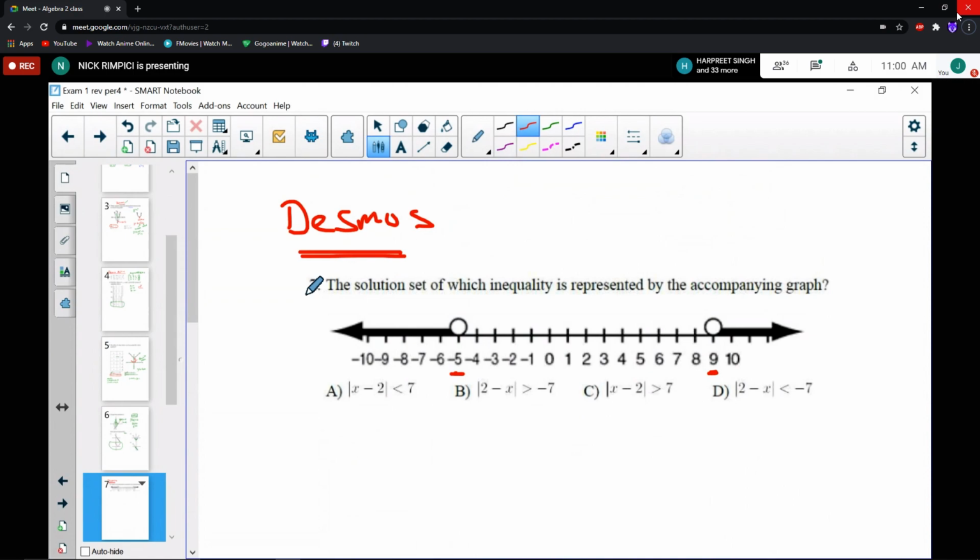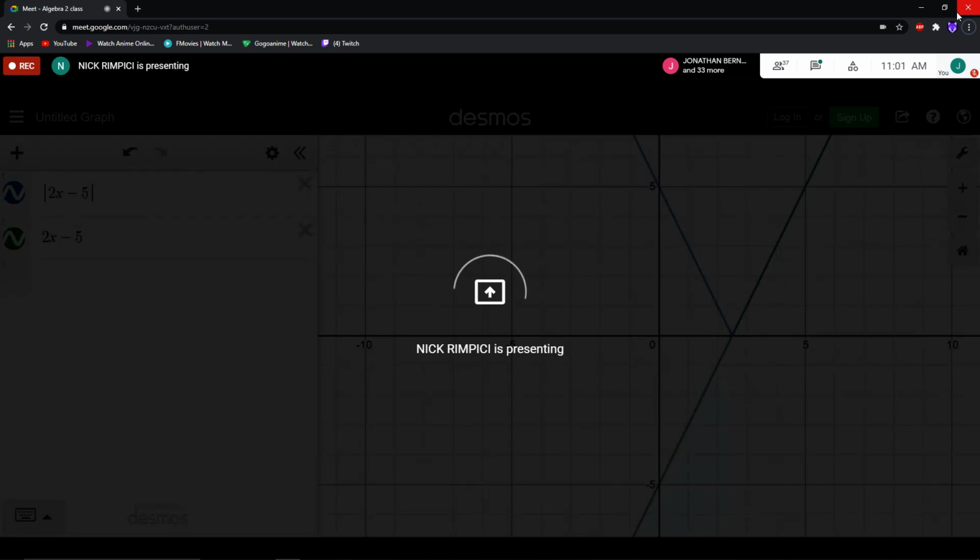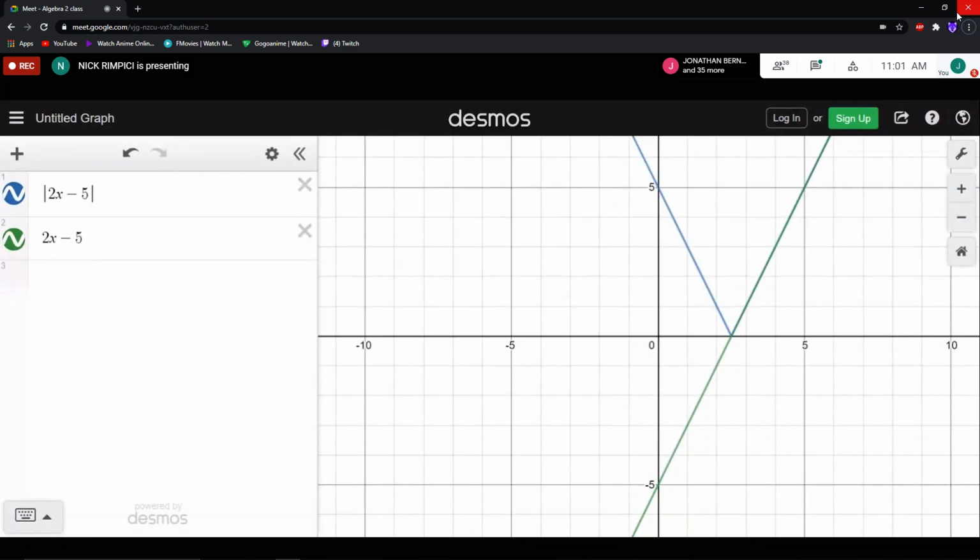So I'm going to put each of these choices into Desmos and then examine which one gives me the proper picture. I'm looking again for -5, left of -5, and right of 9 for shading. So let's put these into the computer and see what happens. It's a fairly easy question when you have access to technology, because there's not really much for you to think about. You just got to make sure that you get the right diagram. So I'm going to put these things in.